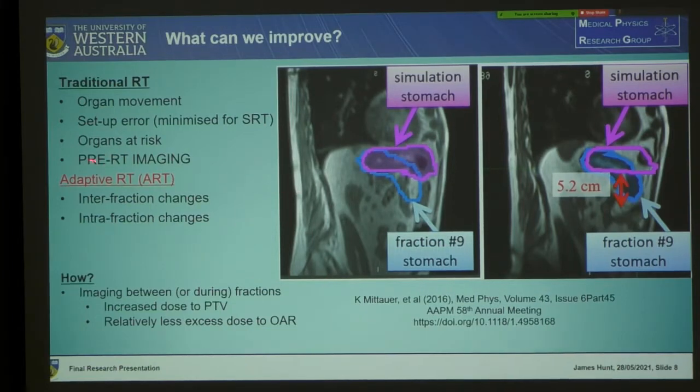Adaptive radiotherapy is sort of the next stage of development, where you start looking at interfraction changes in your treatment plan and intrafraction changes in your treatment plan. So you might image between fractions and/or during fractions.